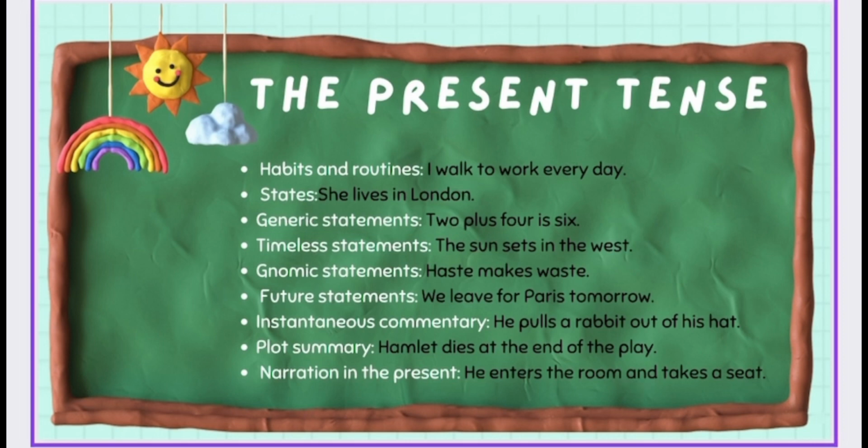Narration: the present tense can be used to narrate a story in the present moment. This is known as the historical present. He enters the room and takes a seat.